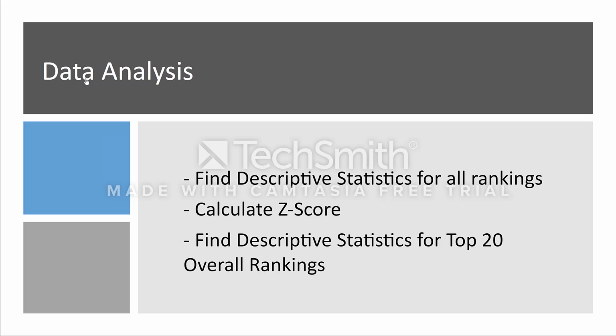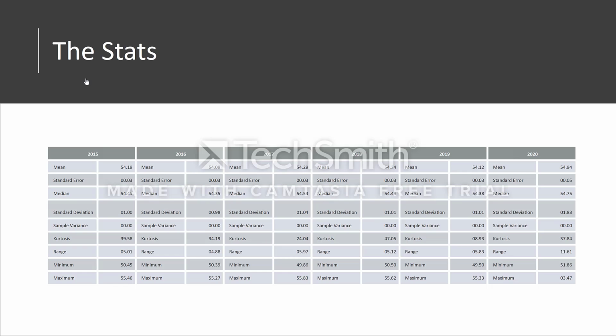So for our data analysis, we found descriptive statistics for all the different rankings. We use this to calculate the z-scores, which gives us that standardized mode of comparison. And then we also wanted to see the descriptive statistics for the top 20. So looking at things like what swim program these people are coming from. We want to see who is on the list multiple times. So in these 6 years, how many times did they make the list? What was their positioning in those years? And we can compare it that way.